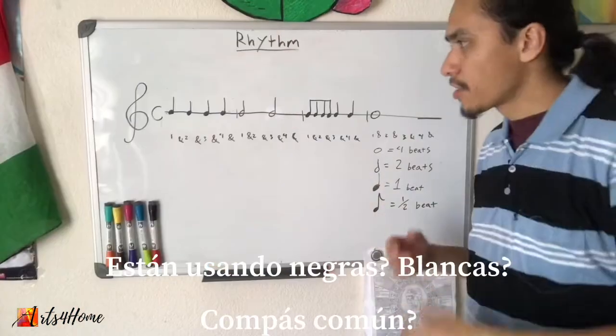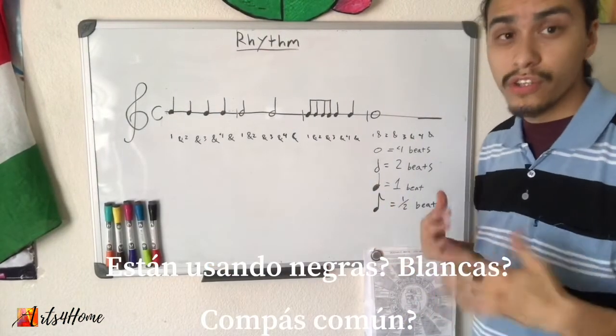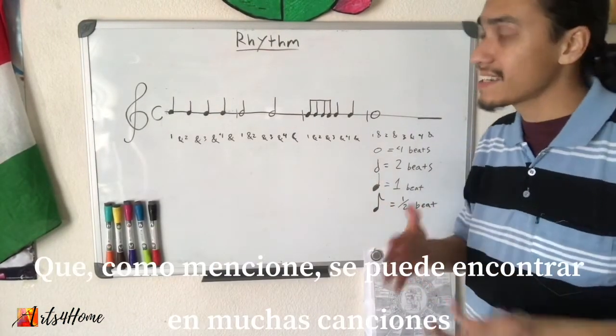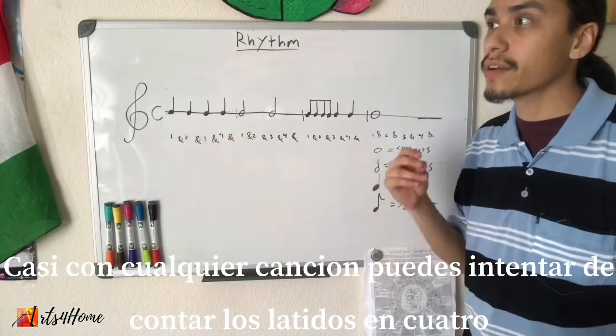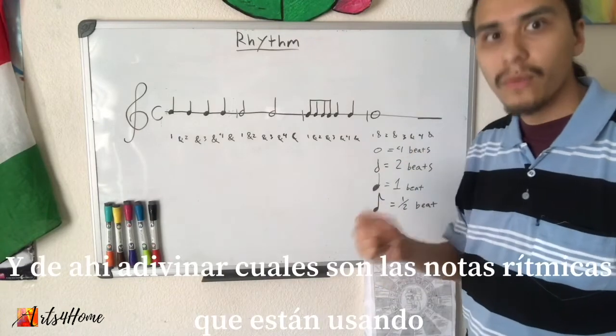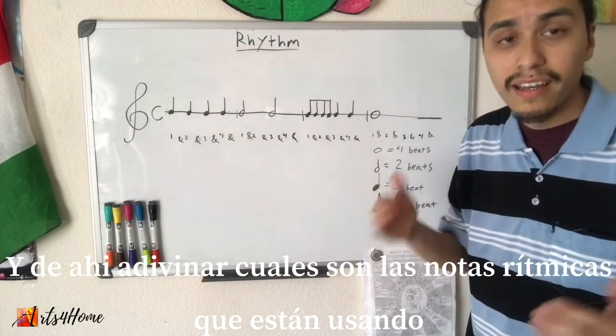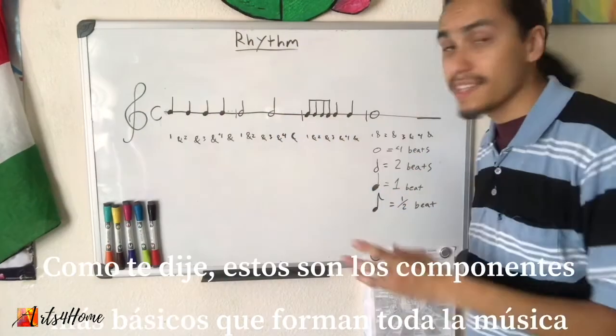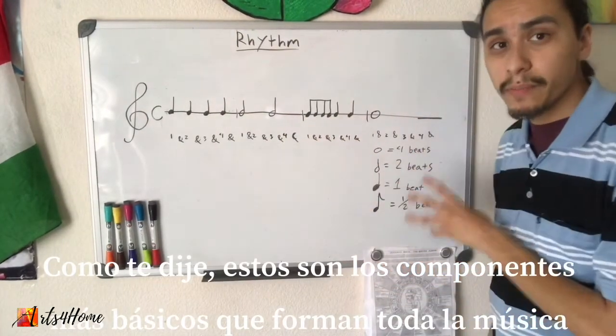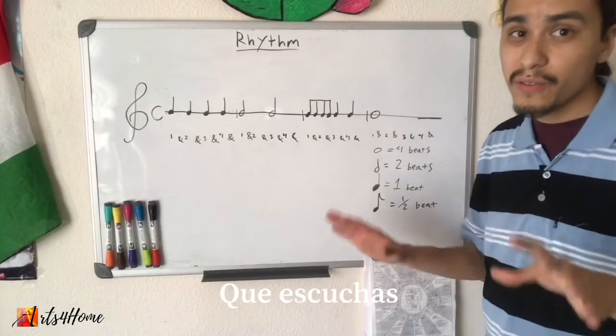in that song. Are they using eighth notes? Are they using quarter notes? Are they using 4/4 time signature, which, like I said, is the most common time? So pretty much with any song, you could throw it on and you could start counting 1, 2, 3, 4, 1, 2, to pretty much any song. And then from there, you can start figuring out what kind of notes that they're using in the song. Because like I said, these are the basic building blocks that make up all the music that you hear.